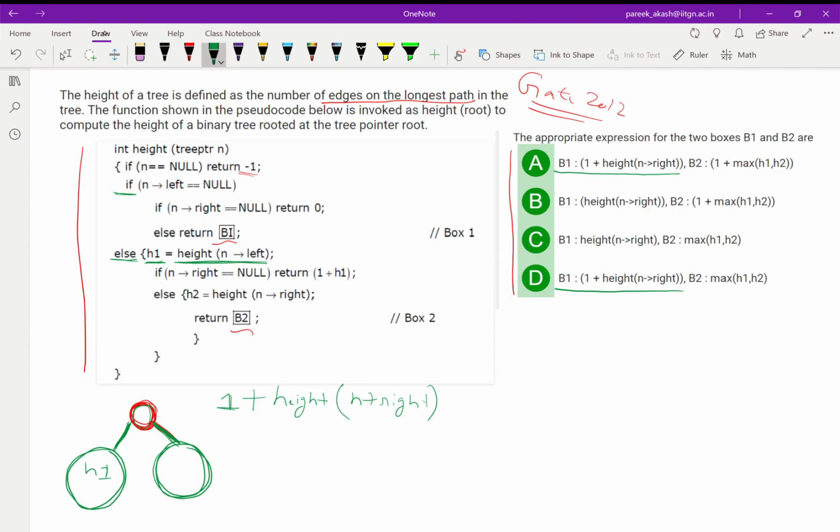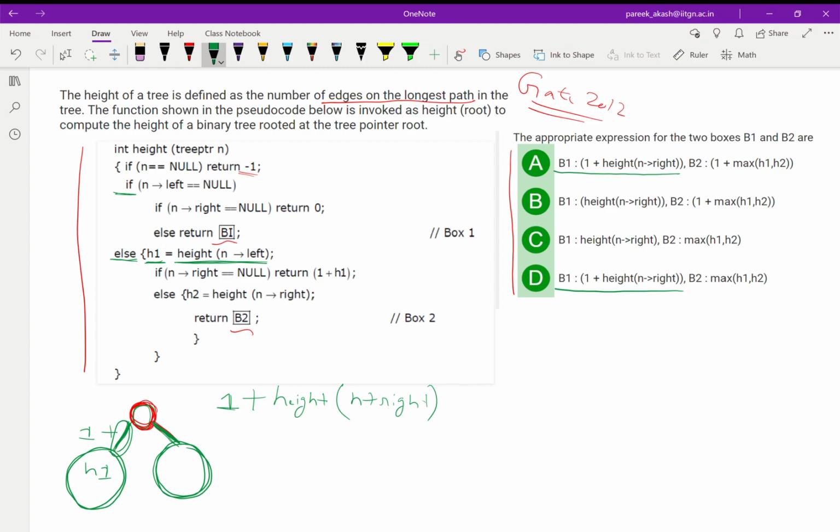If it returns h1, the height of the whole tree will be h1 plus this edge, so the height of the tree will be h1 plus 1. So h1 gives us the height of the left subtree. And now after calculating the height of the left subtree, we also have to calculate the height of the right subtree, because we have to give the longest path. It may turn out that the longest path is on the right side.